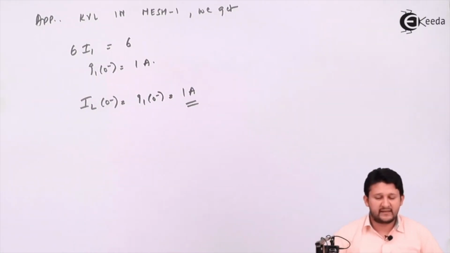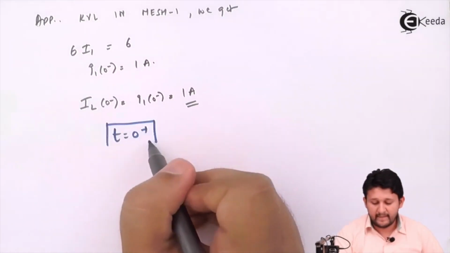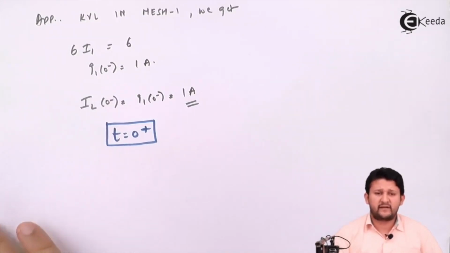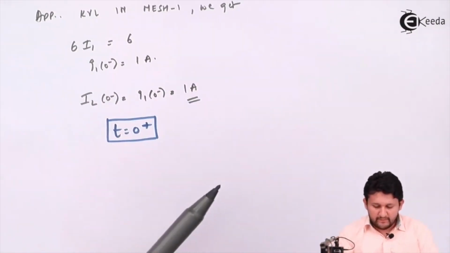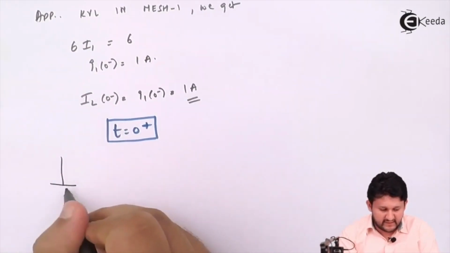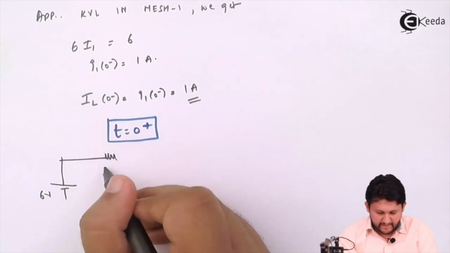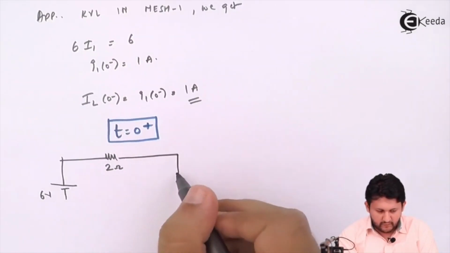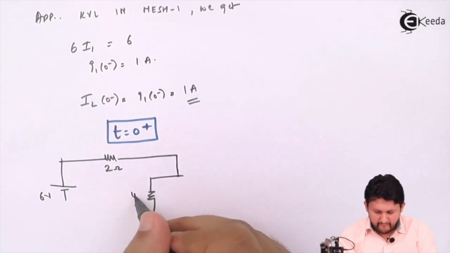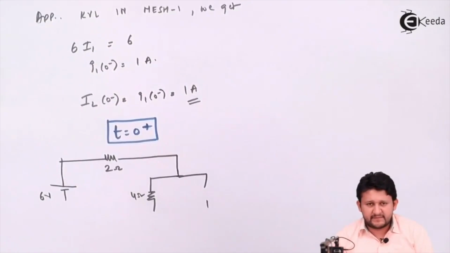Let's go for case 2, guys. In case 2, it's given t equal to 0 plus. When it says t equal to 0 plus, my dear friends, let's have a circuit. For this case, your switch will get closed, 2 ohms, 4 ohms. What about the capacitor?